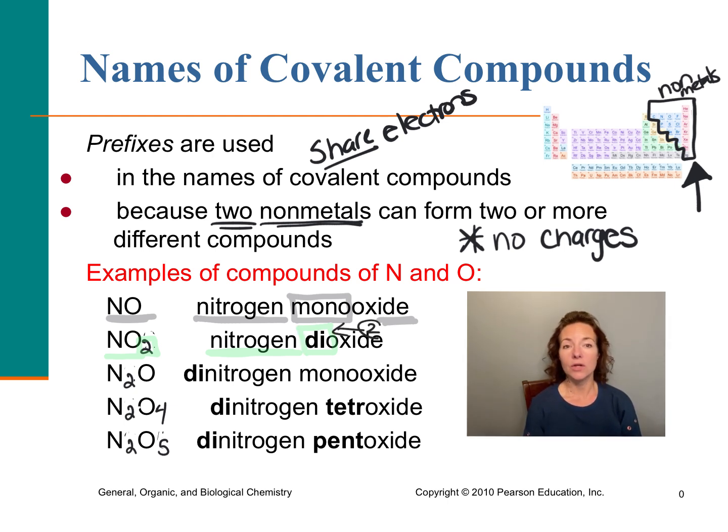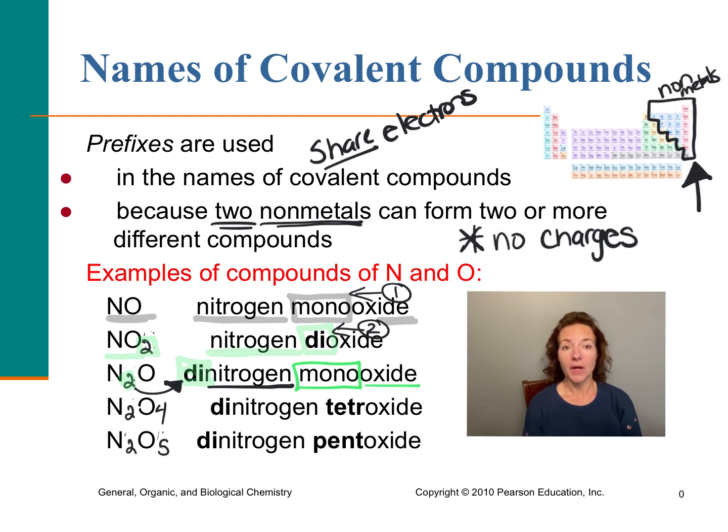Then on the next one, notice that the 2 is on the nitrogen. So I've got N2O. That's called dinitrogen monoxide. So when I have 2 nitrogens, I put the prefix di on the nitrogen. I've got 1 oxygen, so again, mono means 1, so that's going to be monoxide.